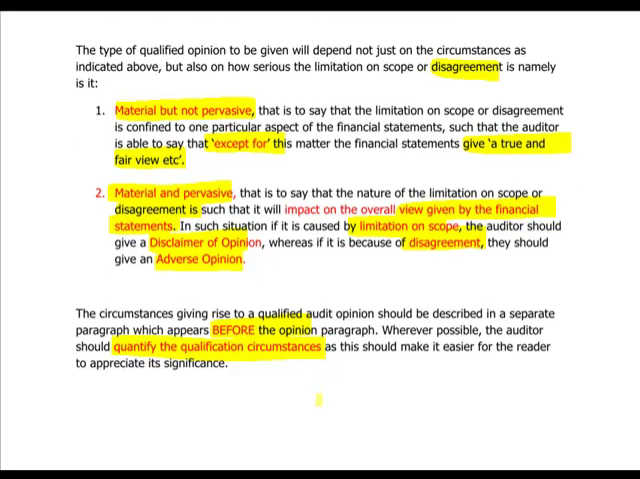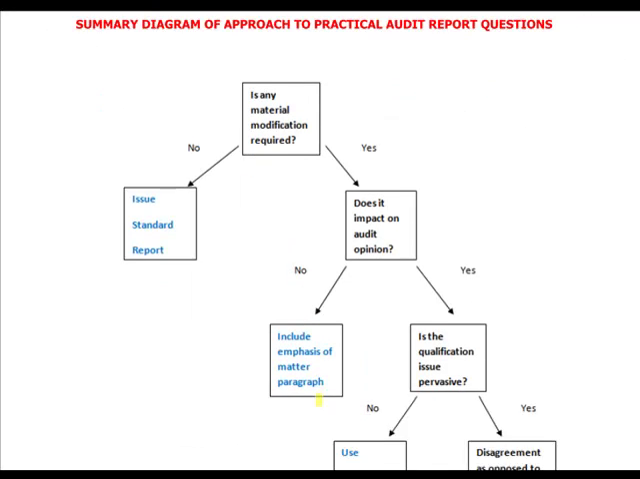For example, if not stating the inventory at the lower of cost or net realizable value, it has an impact on the profit and on the balance of the inventory of a certain amount. That means quantification: you must quantify the impact on the financial statements.